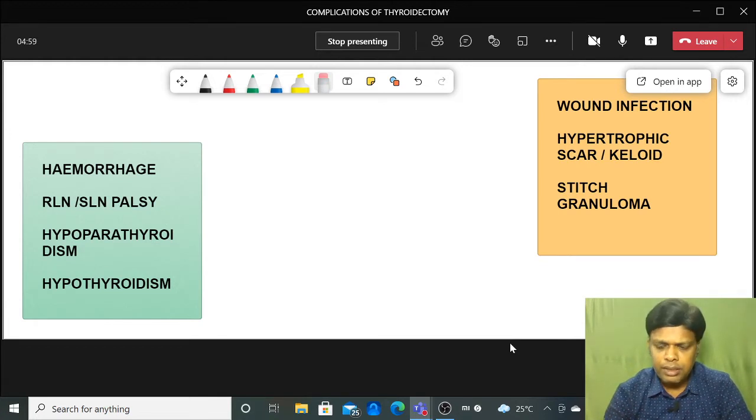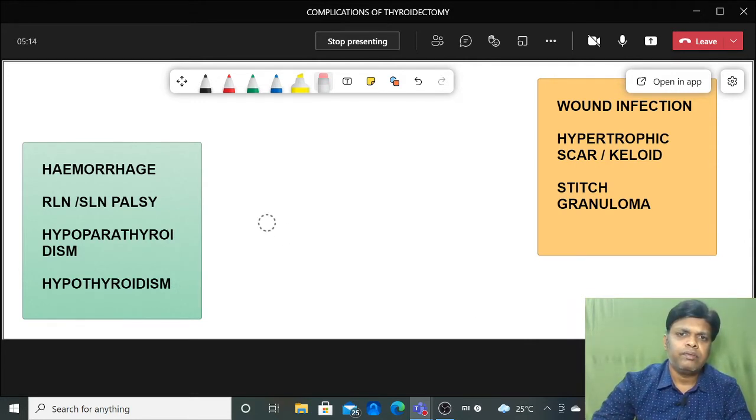Whereas on the right side, the orange color that you are seeing is a minor complication. Okay, we will discuss one by one. We will start with the first, hemorrhage.